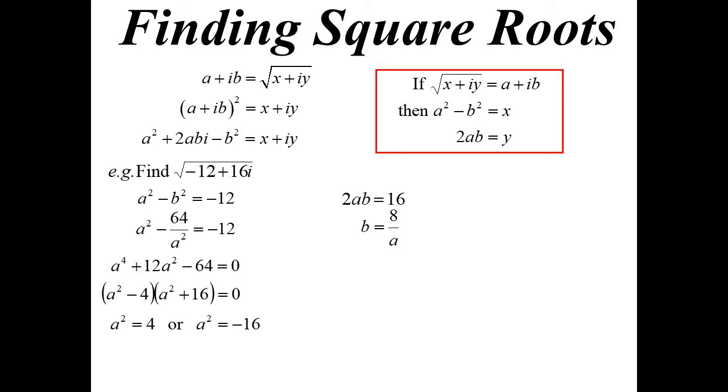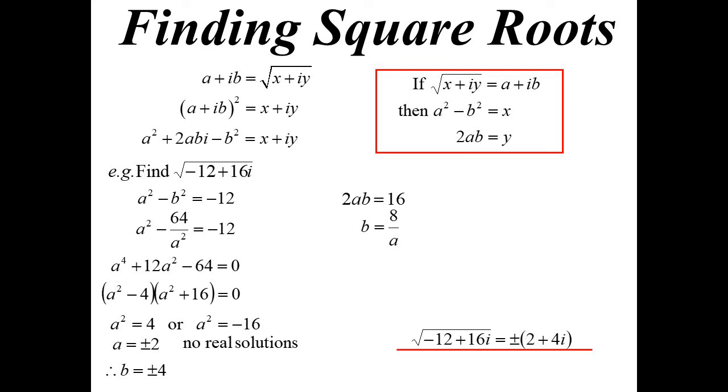Well, a squared equals negative 16 I don't have to worry about. Remember, a and b are the real and imaginary parts, and they're defined to be real numbers. Now, there's no real number that when I square it will give negative 16, so I don't have to worry about that one. The other one will give me solutions of plus or minus 2. And if I sub that back into b, I'll get plus or minus 4. So therefore, the square root is plus or minus 2 plus 4i.